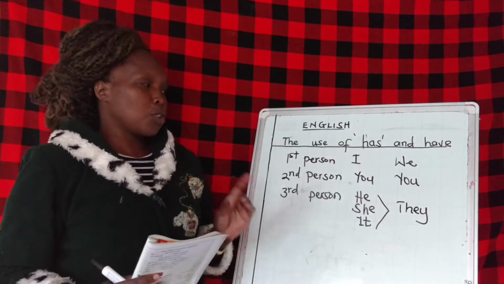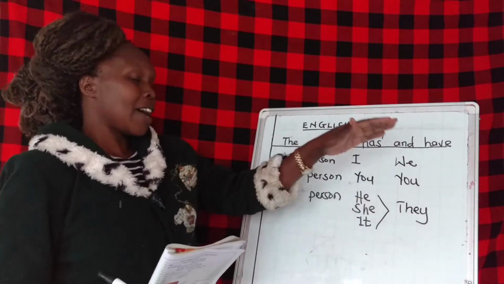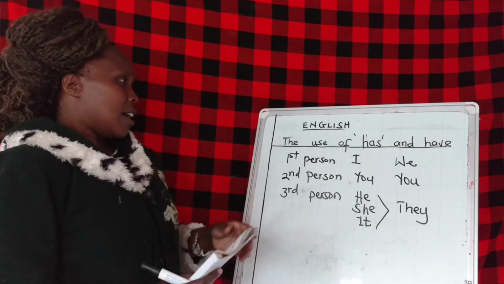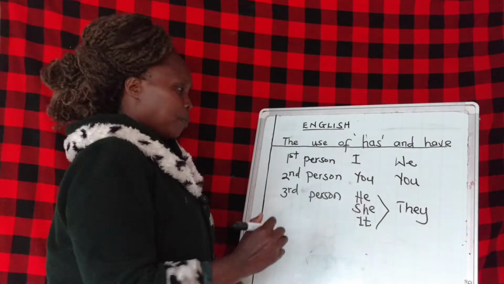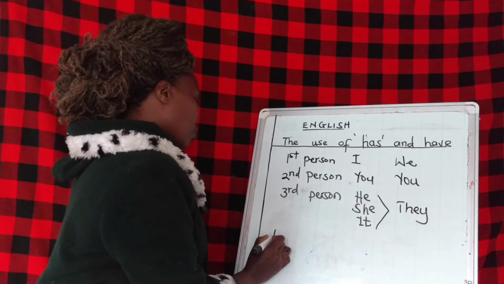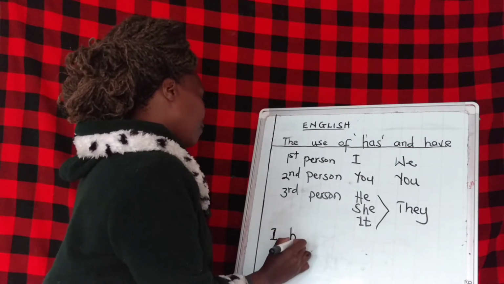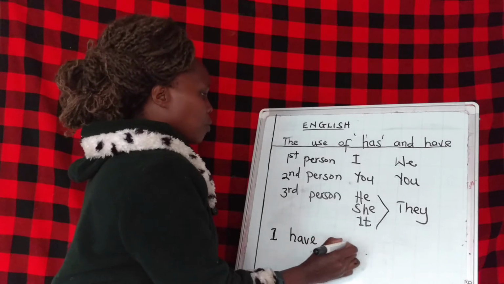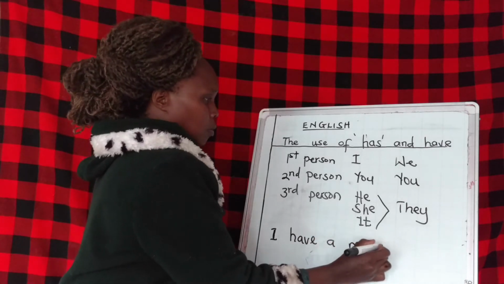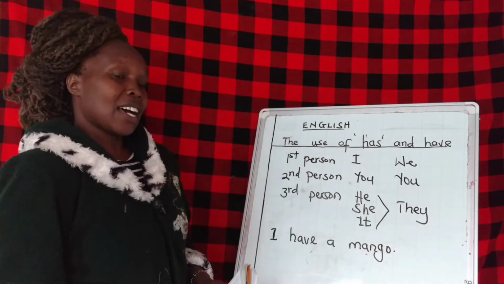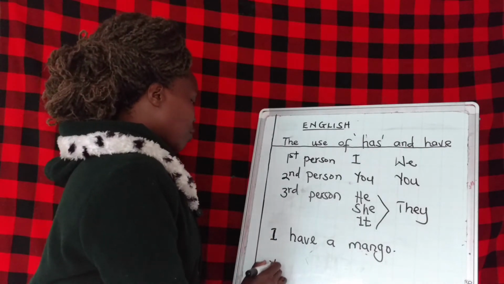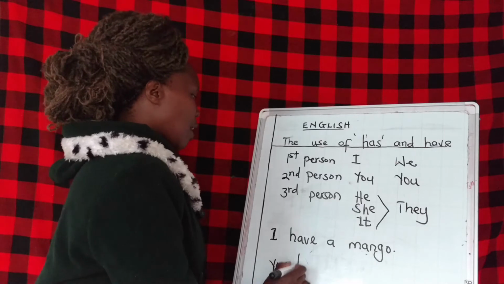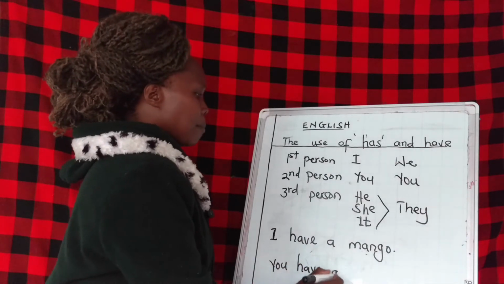So in this case, we're going to look at the use of has and have. How are these two words used in the three persons in English? For example, we say, I have a mango. We can't say I has a mango. The second person is you. You have a mango.